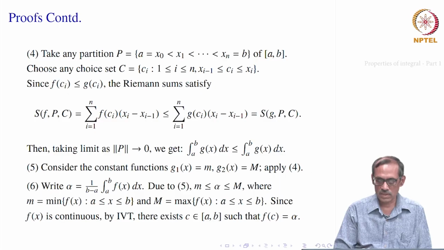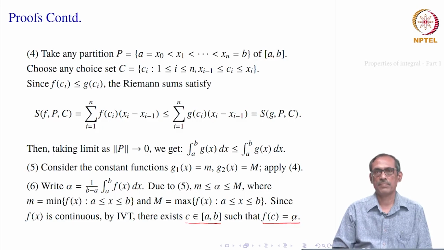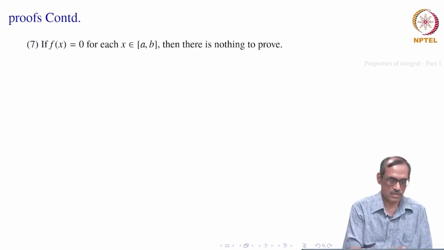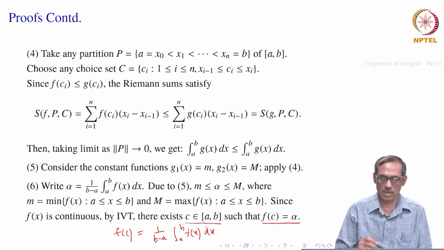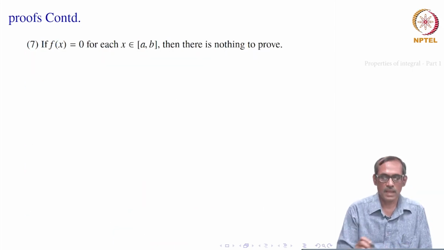So, since it is continuous, by the intermediate value theorem, we find a c such that f of c equals alpha, because alpha lies between the minimum and maximum values of the continuous function f of x. So, alpha is achieved at some point. So, there exists a point c inside [a, b] such that f of c is equal to alpha. I think that finishes the proof. Okay. Why? Because f of c equals alpha, which means f of c equals 1 by b minus a times the integral from a to b of f of x dx. So, the mean value is achieved there. That is why it is also called the mean value theorem for integrals. Let us go to the seventh one.